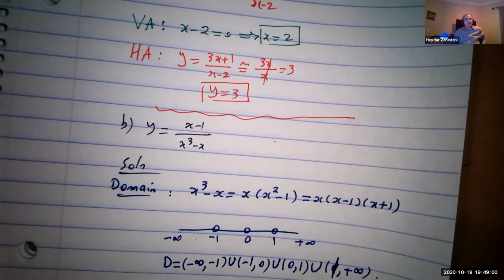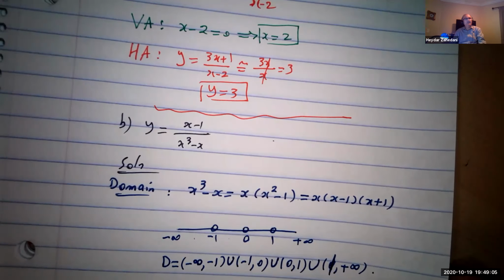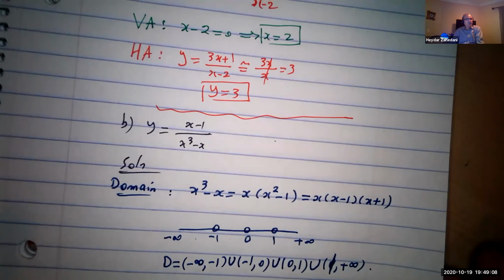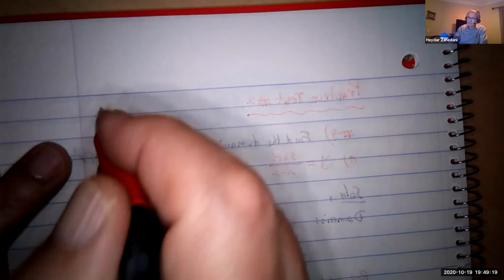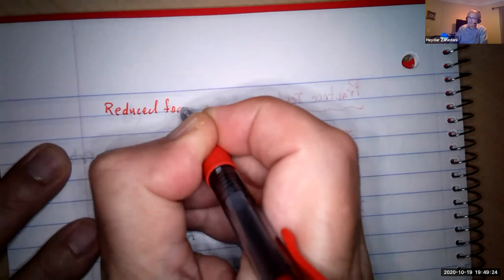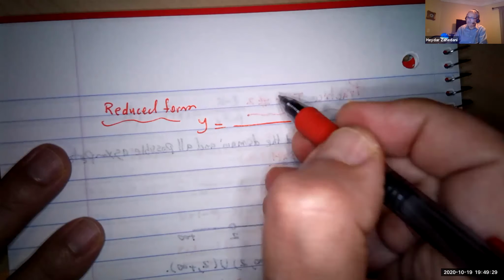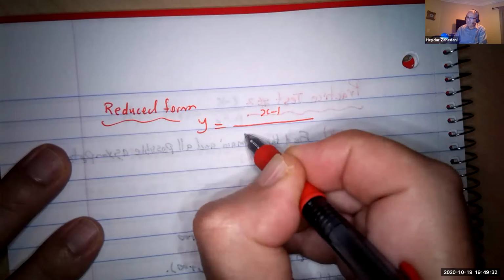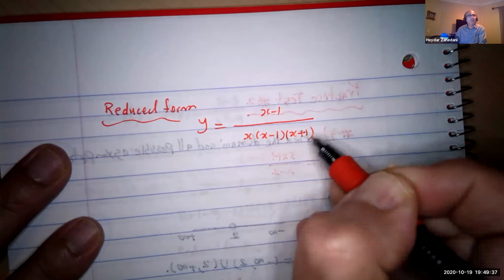For going to the second part, you know that you reduce the form all the time after the domain, not before. Okay, domain first, then you can talk about it. So we go with the reduction form if it's possible. Okay, so we check reduced form. Now we bring those factoring parts. So the top was x minus 1, and the bottom you already factored, x times x minus 1 times x plus 1. Okay, that's the case.